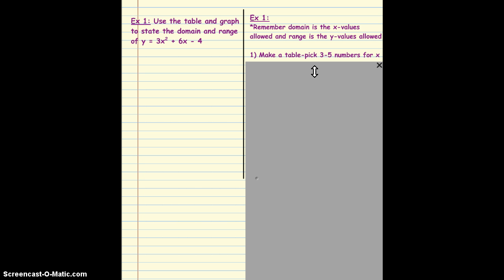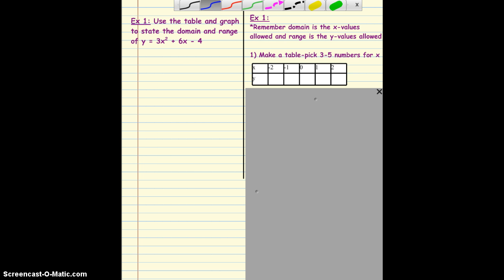And I would suggest picking 3 to 5 numbers that we're going to plug in for x, for our domain. So I'm going to make my table going across, just to save some space. I'm just going to fill in -2, -1, 0, 1, and 2. There's no rhyme or reason. I just always like to use 0, and then I want some negatives and some positives. All right, so then we're going to plug in -2 for x.